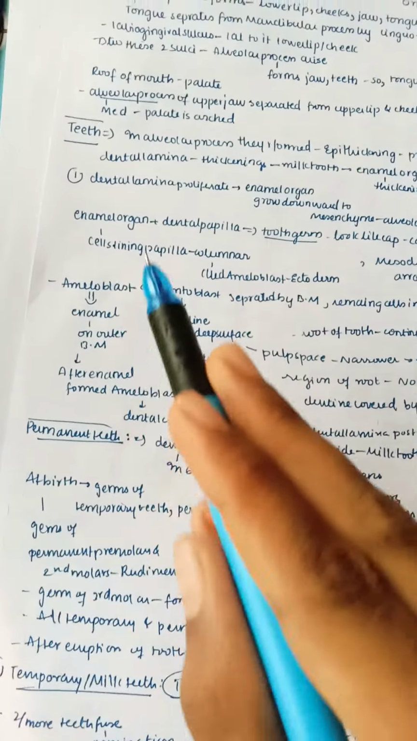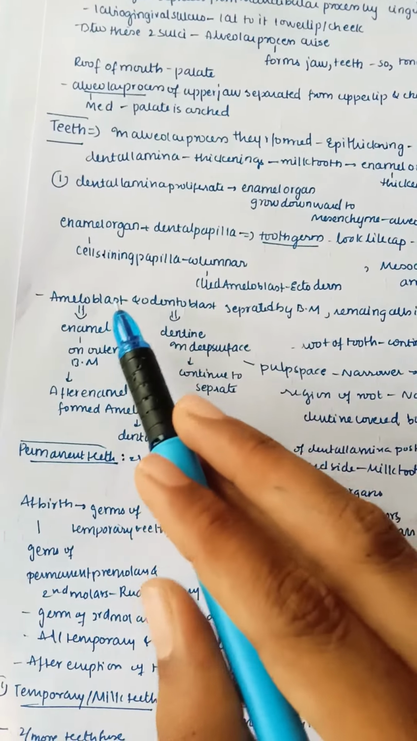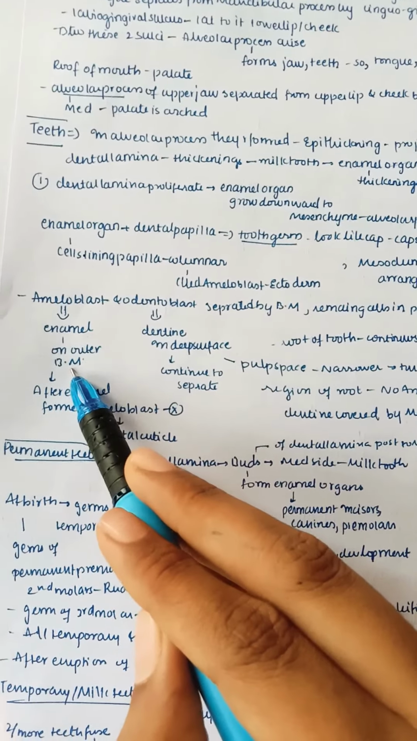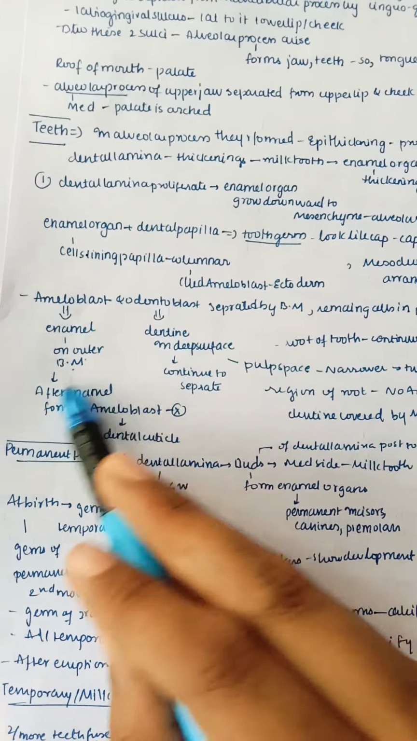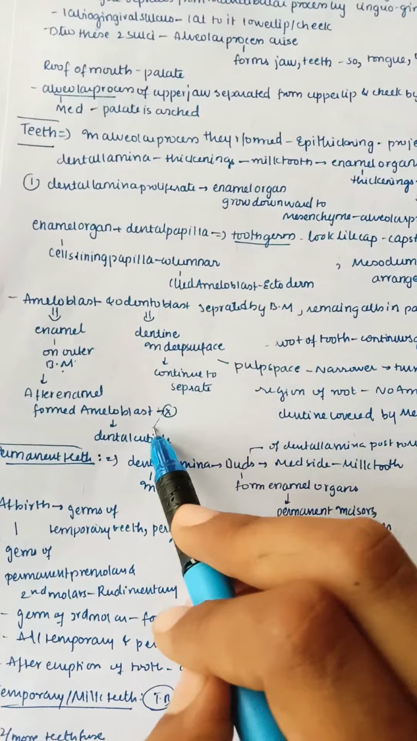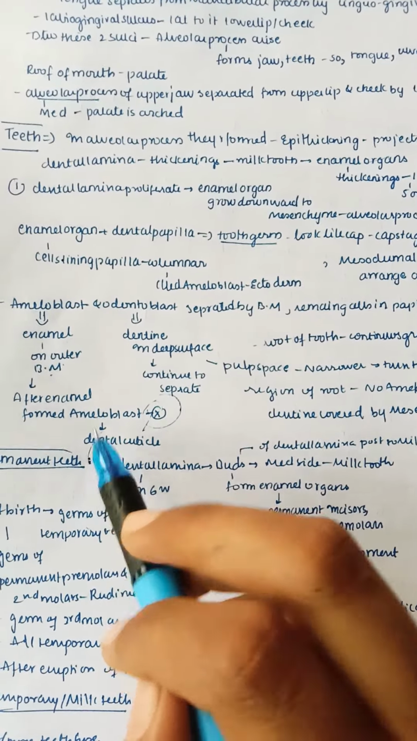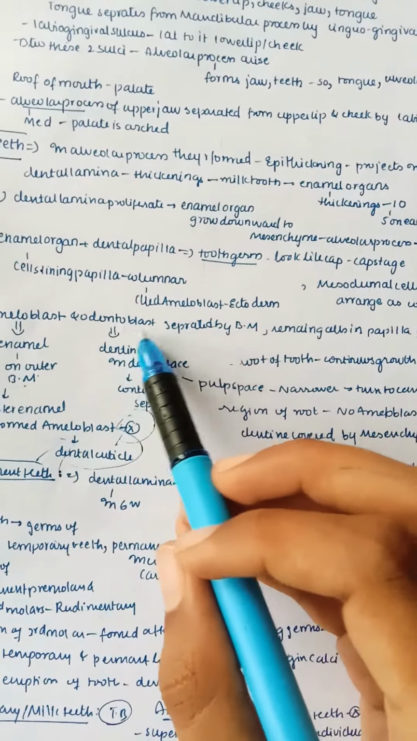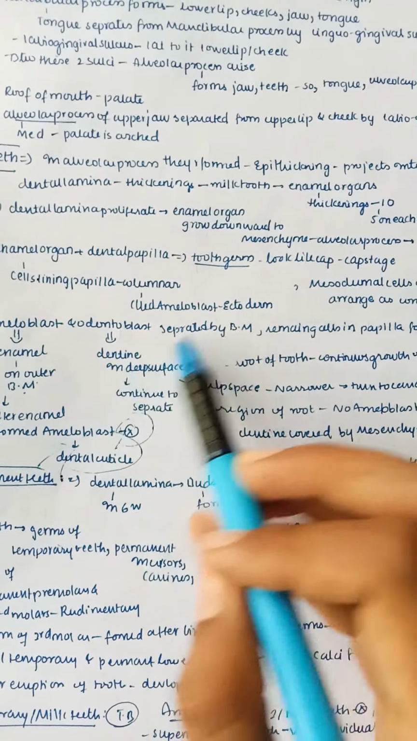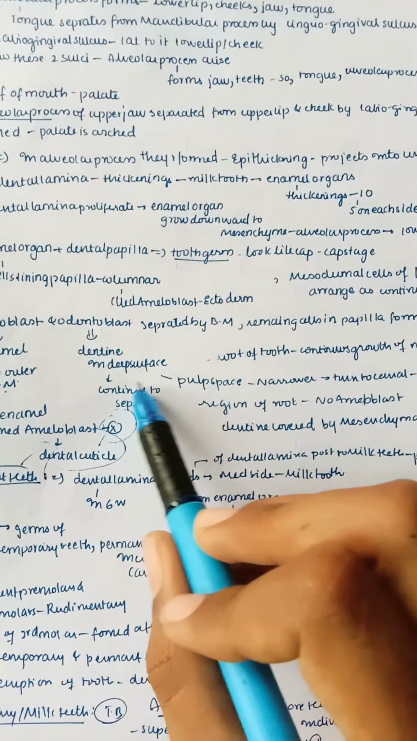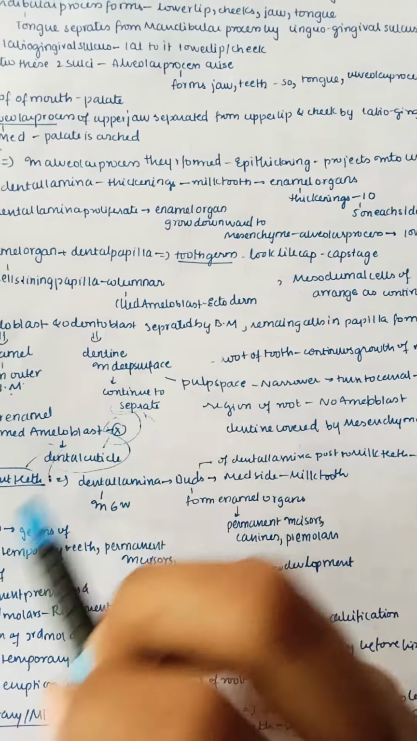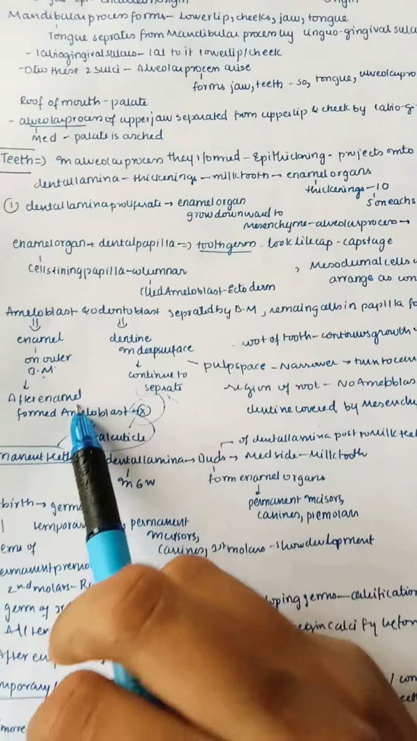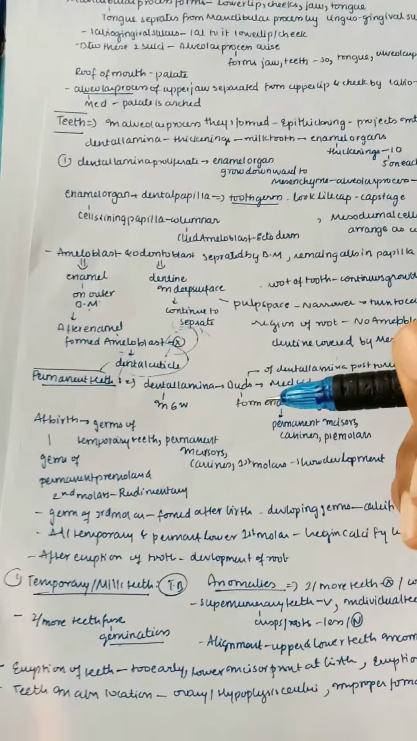And next, the ameloblast forms enamel. On the outer side it has a basement membrane, and after enamel is formed, the ameloblast disappears and forms a dental cuticle. But the odontoblast, on the deep surface of the dentine, continues to secrete. It is not degenerated, but the ameloblast degenerates later, remember that.